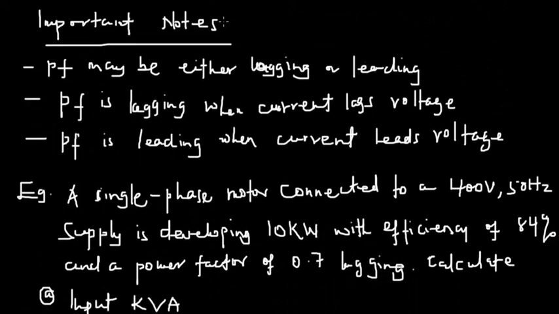There are some important notes you need to know. They are very, very important. There are three. The first one is: a power factor may be either lagging or leading. Whenever you hear lagging, it means that it's positive, and whenever you hear leading, it means it's negative. A power factor is lagging when current lags voltage, and a power factor is leading when current leads the voltage. Now let's take an example, and after we're done solving the example, we call it a day.